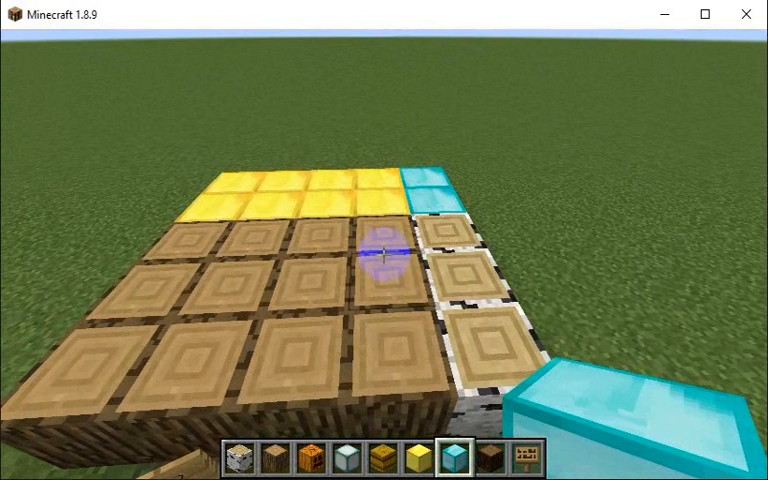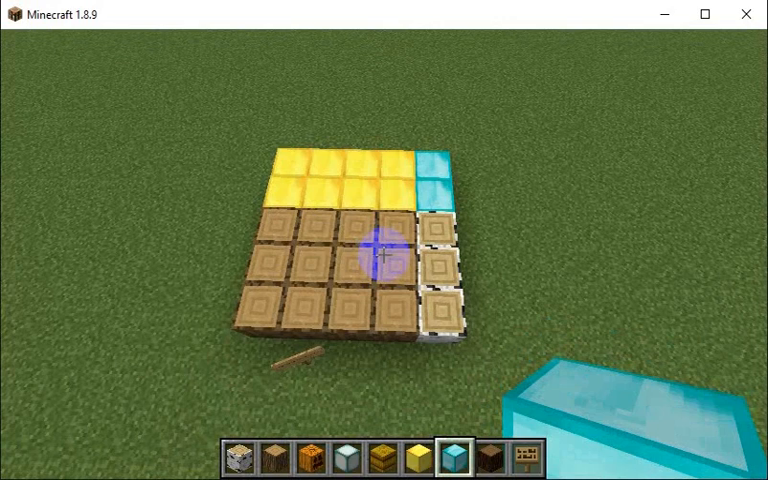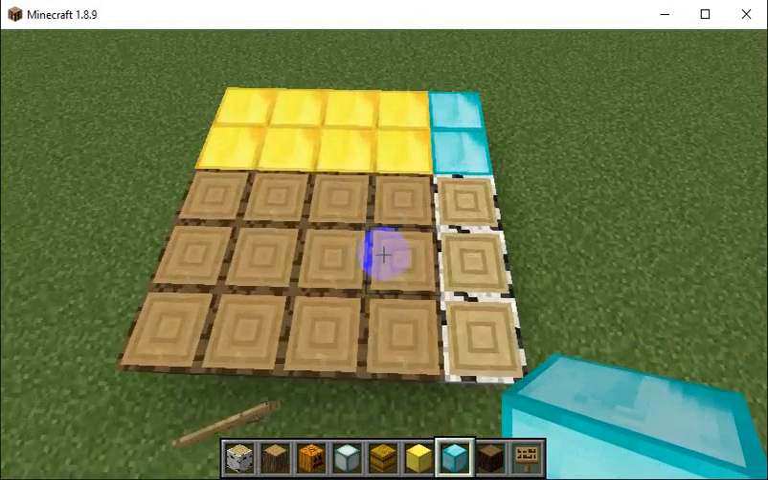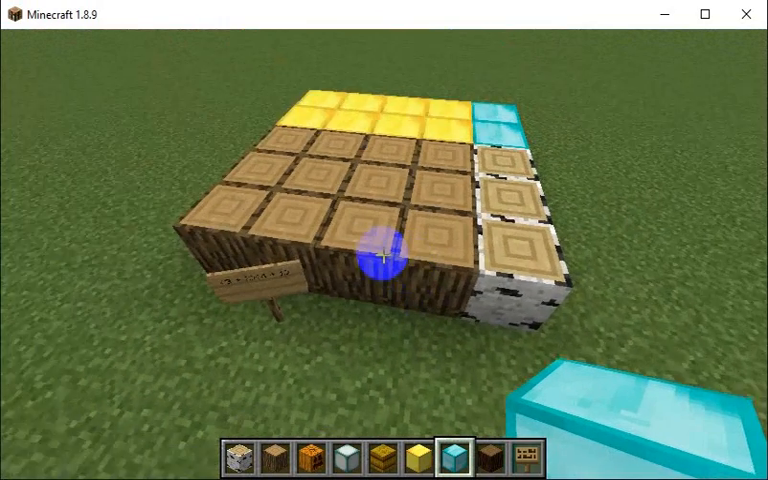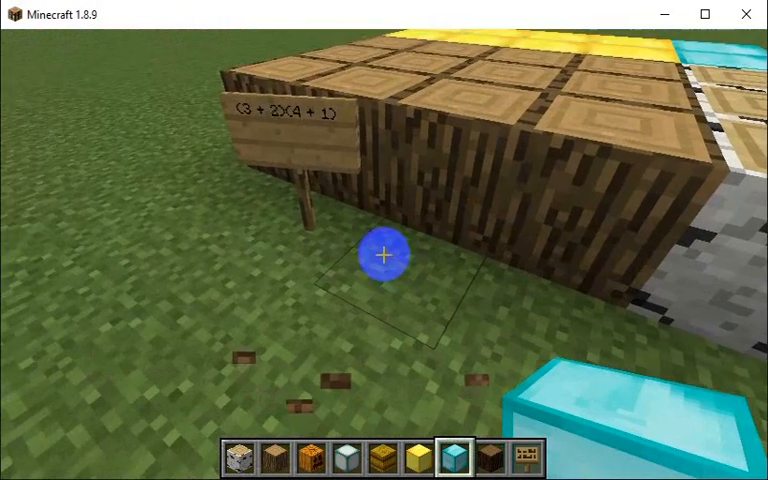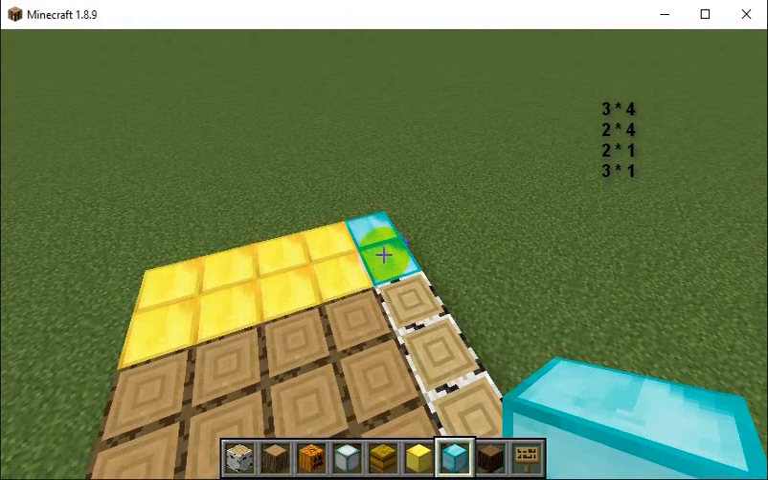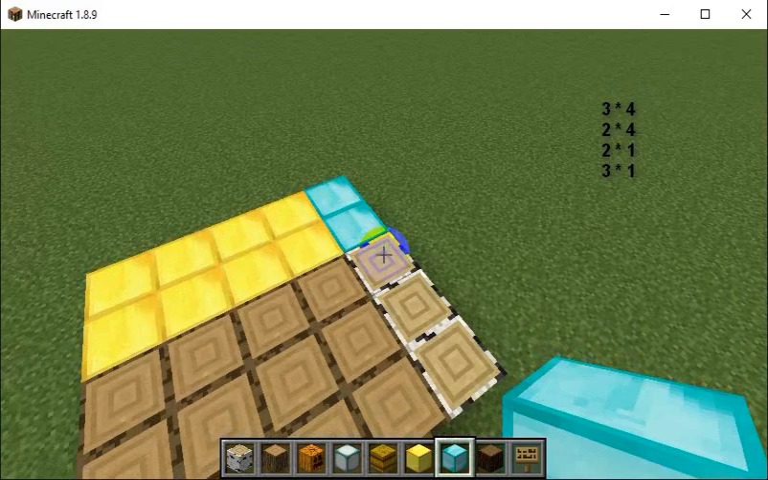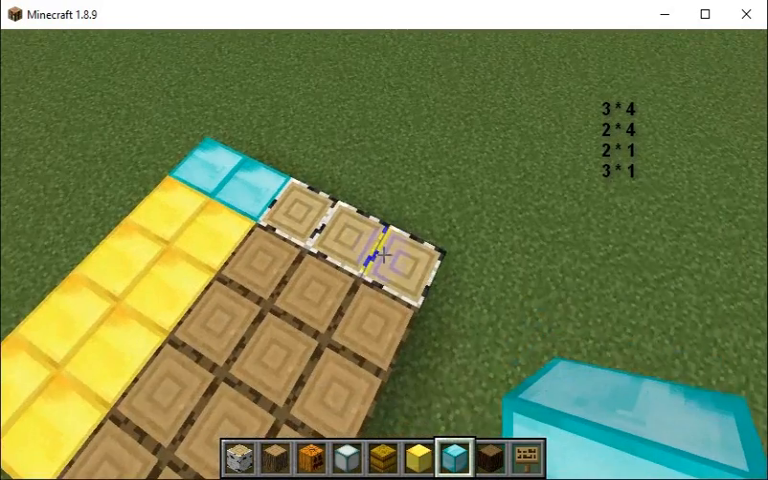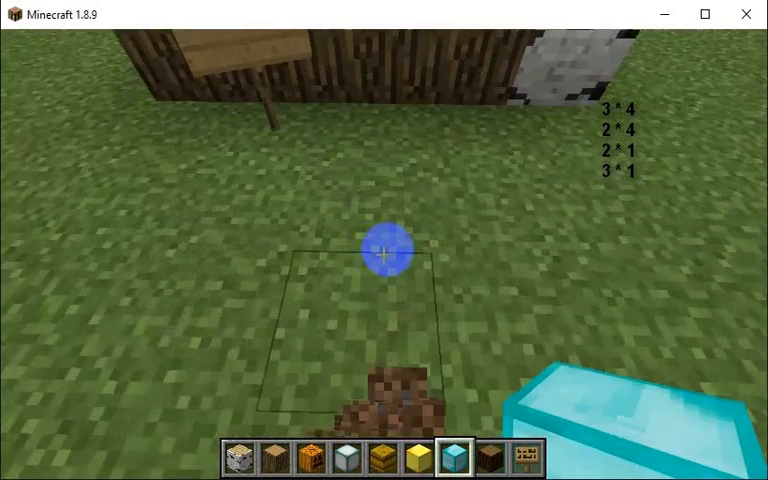I really love modeling this type of equation because I love looking at it and seeing the different parts. We have here a 3 times 4. We have 2 times 4 in the gold. We have 2 times 1 in the diamond block. And we've got 3 times 1 in the birch. So you can see those numbers there.